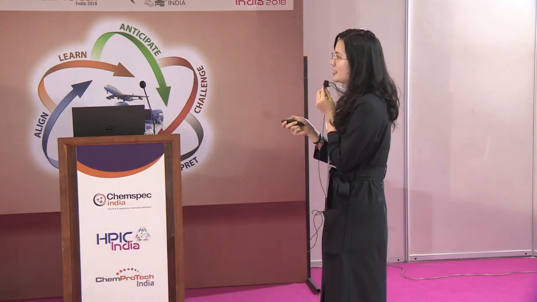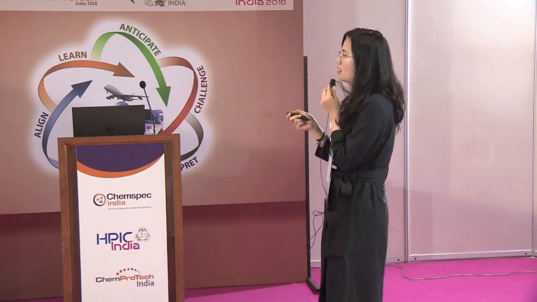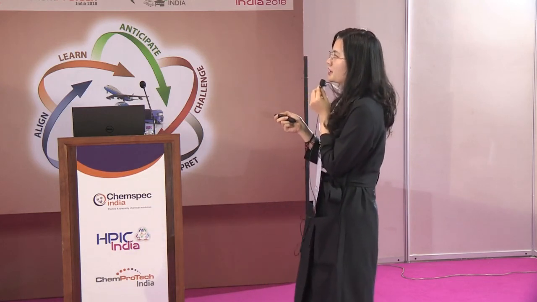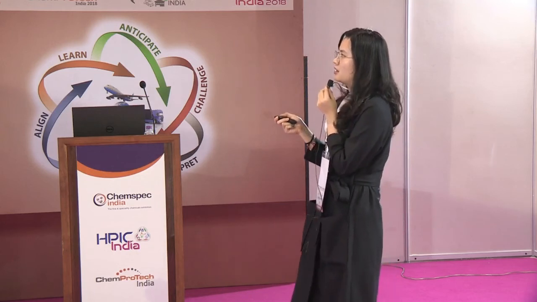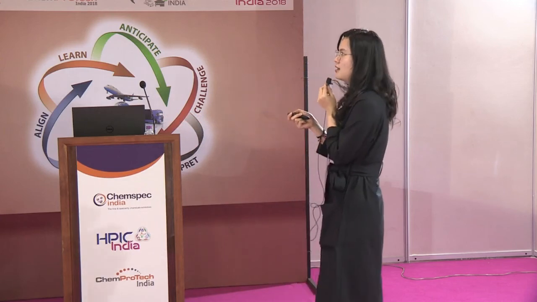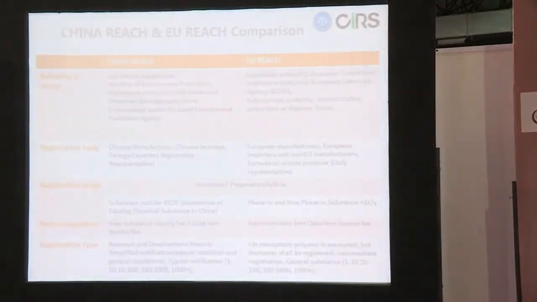Here is the comparison between China-REACH and EU-REACH for the authority in charge. For EU-REACH, the legislation authority is the European Commission, and the implementing authority is ECHA, the European Chemicals Agency, and it's enforced by administrative authorities of member states. Whereas in China, the legislation department is the Ministry of Environmental Protection, and the implementing authority is the Solid Waste and Chemical Management Center. And this law is enforced by the local Environmental Protection Agency.